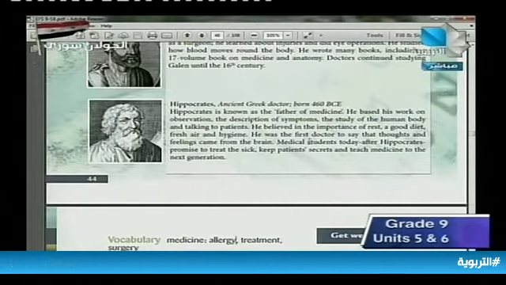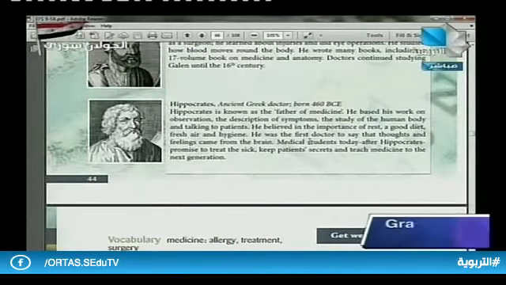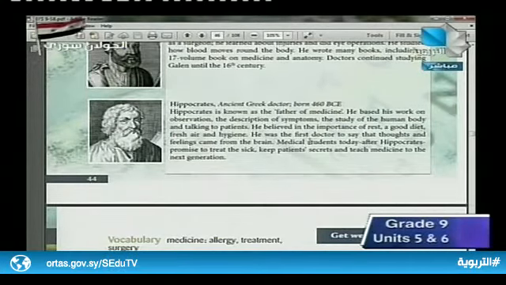So he was the first doctor to say that thoughts and feelings came from the brain, of course, the brain. Yes, the brain. Am I right? What else?